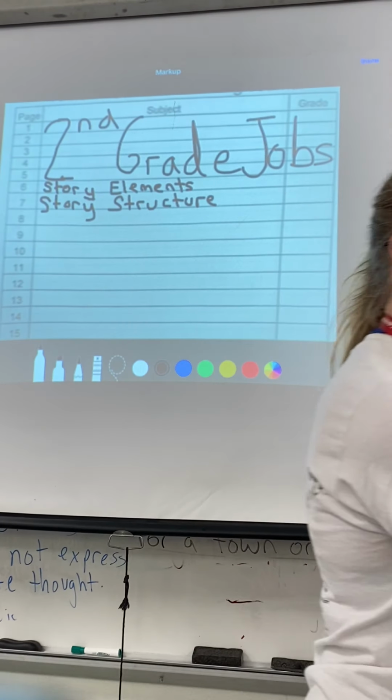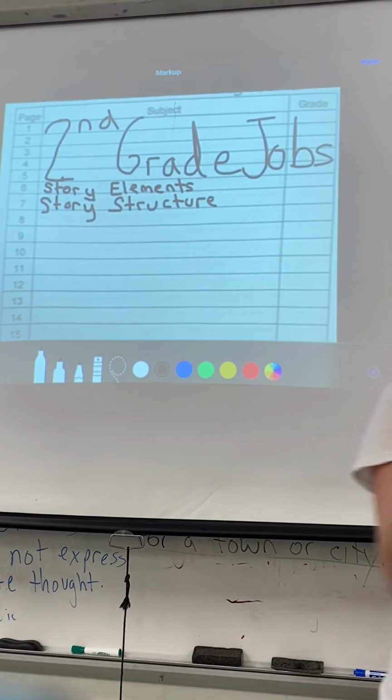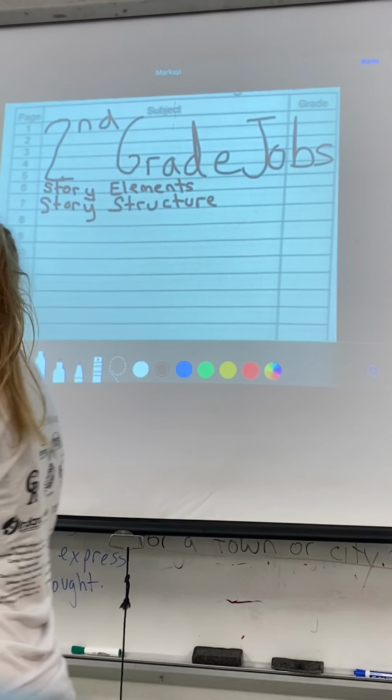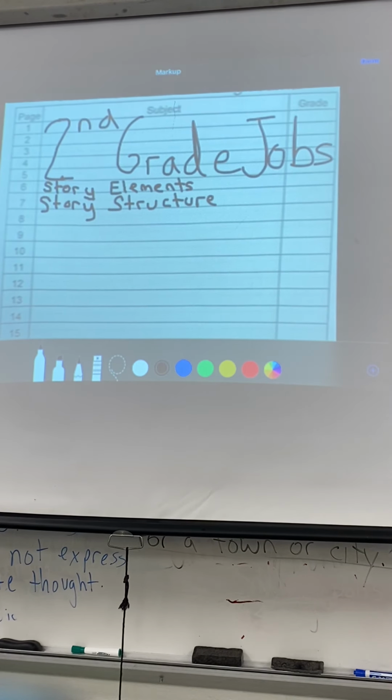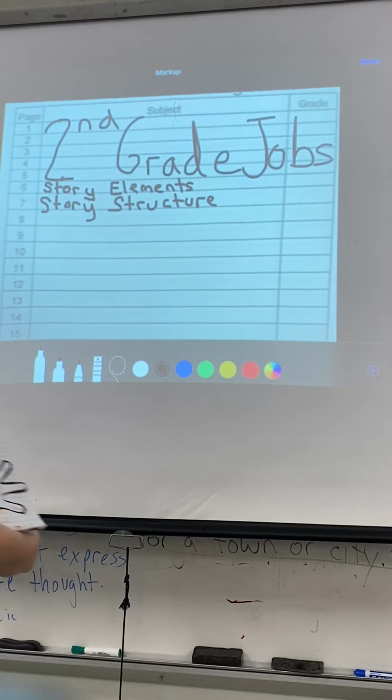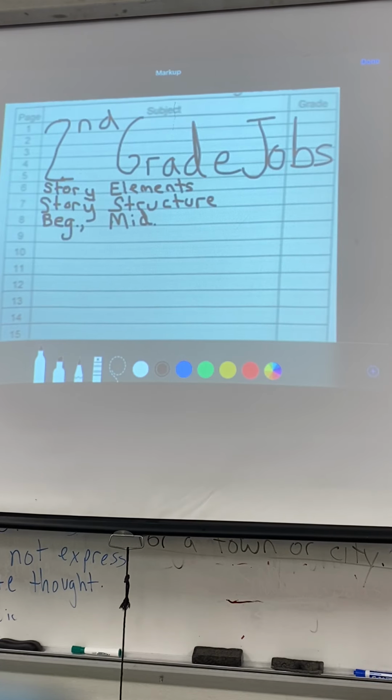On page 7. I'm sorry, not 7. On page 8, I'm flipping. We're going to put beginning, middle, end. And we're not going to spell out the whole word. We're just going to abbreviate it: BEG dot, comma, MID dot, comma, and END. Right, beginning, middle, end.